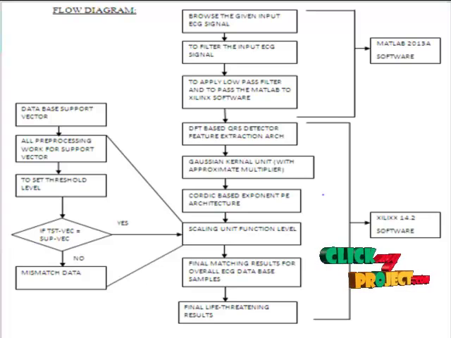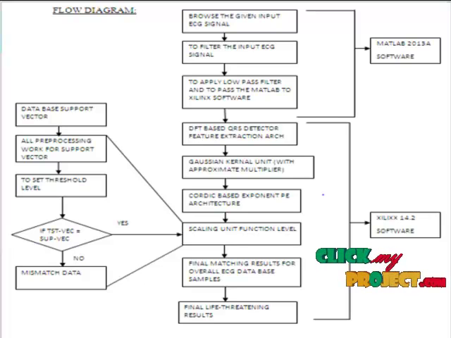So we are using MATLAB 2013, and then we go into the DFT based QRS detection feature extraction architecture, and then the signal processor. We filter some noise. We use the Gaussian kernel unit and the approximate multiplier structure, and go into the cardiac-based processing element architectures. The processing elements take the input signals, and based on them we create the threshold value for the ECG signals for normal and abnormal persons.